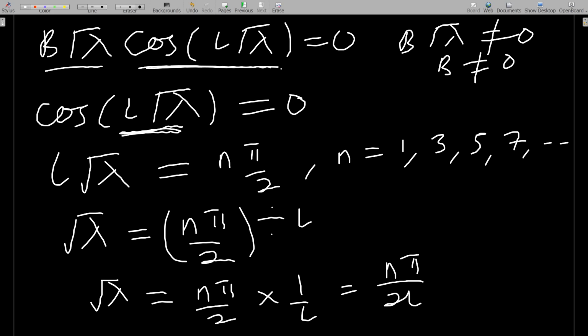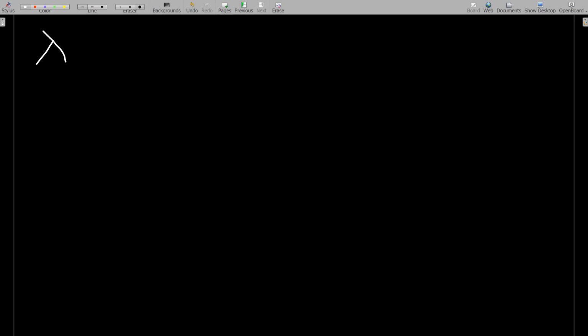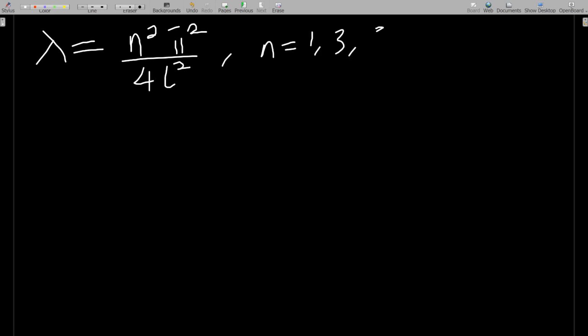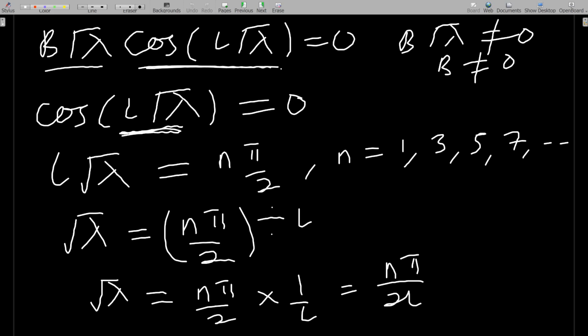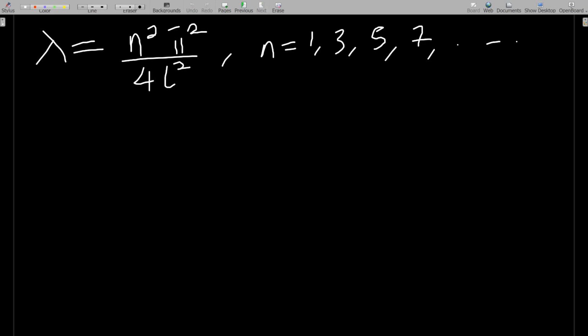So if I want to find my lambda, then my lambda will be equal to n squared pi squared over 4L squared. I have to square both sides, where n is equal to 1, 3, 5, 7, and the rest. If indeed lambda is equal to this, then cos of that will give me 0 for all of them. So b is not 0, but we have lambda. We've gotten lambda, okay? So for this particular case, that's case one where lambda is greater than 0.